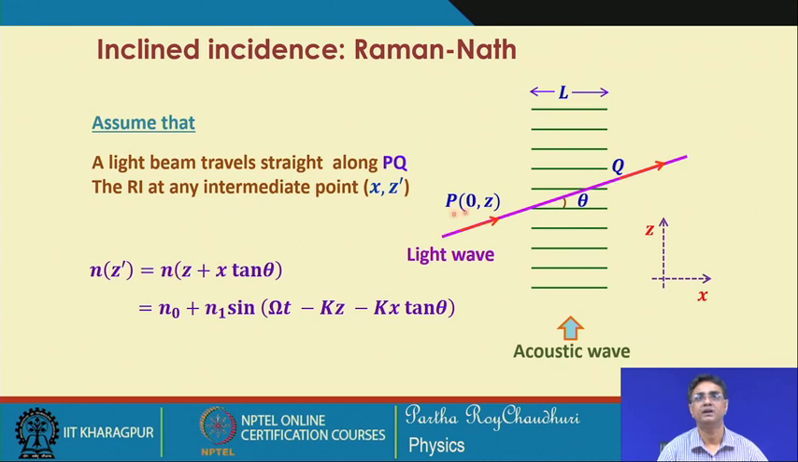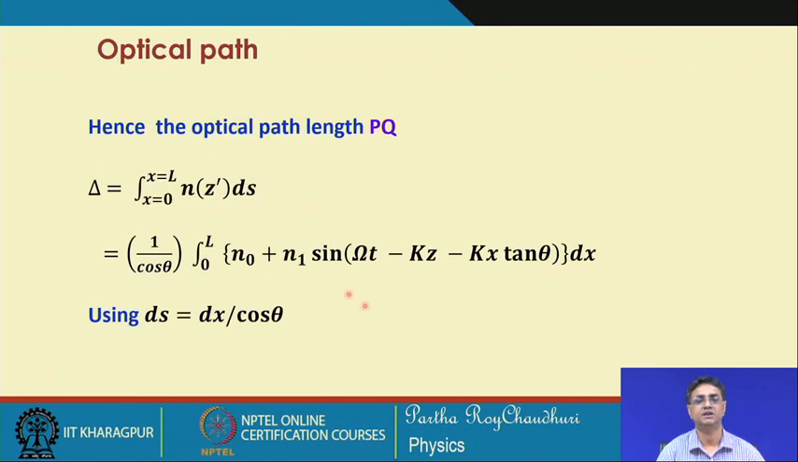Analytically we can calculate this, because delta n is now a function of x as well as z. This delta z is your x tan theta, so it goes into this, and you can rewrite this equation with kz replaced by k(z plus x tan theta). That is very straightforward. I just replace this z by z plus x tan theta in the basic equation of the refractive index modulation.